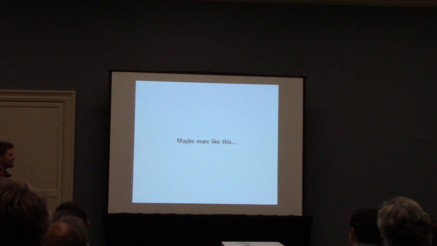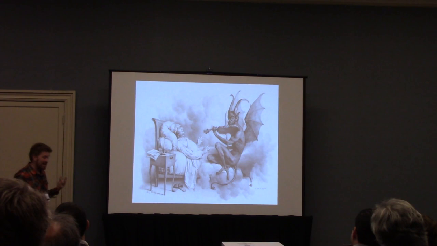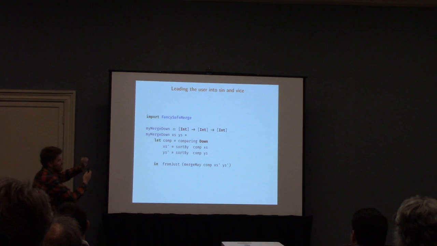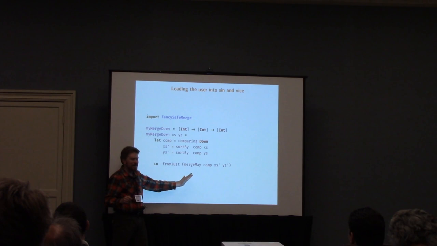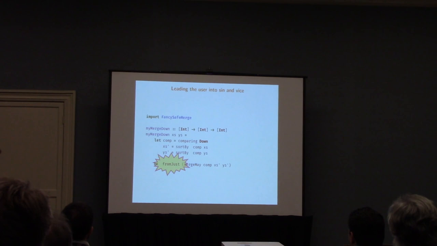So the users of the API are not going to be happy, because what's an honest user going to do? Here they are trying to implement a merge function. They get their comparator, they sort the two lists, and then they merge the two lists. But they did everything right, right? They shouldn't have to check if the result is nothing. They know they did everything right. So they're just going to throw a fromJust in front of it and call it a day.